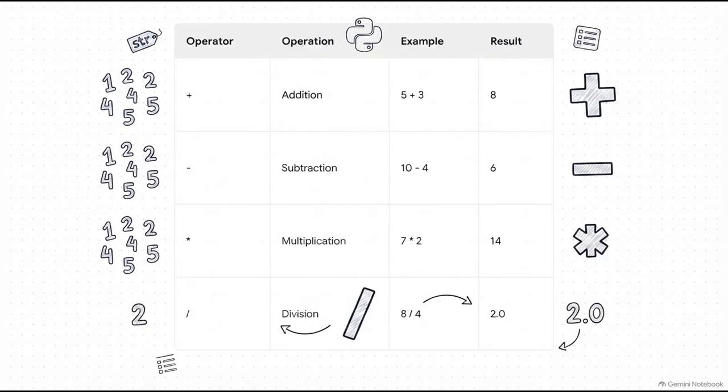Here are your basic arithmetic operators: addition, subtraction, multiplication, and division. These act pretty much exactly like you'd expect, but there is a really interesting quirk when you start combining data types. If you add, subtract, or multiply two integers, your result is going to be an integer. 5 plus 3 equals 8. Simple enough. But division is unique. Standard division using the single slash always yields a float. 8 divided by 4 doesn't give you the integer 2, it gives you the floating point number 2.0.